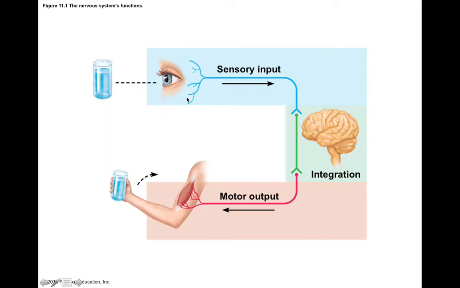And so in a very basic way, our nervous system functions like this, where you have sensory input, integration within the brain and spinal cord, and then motor output to a muscle or gland somewhere in the body.